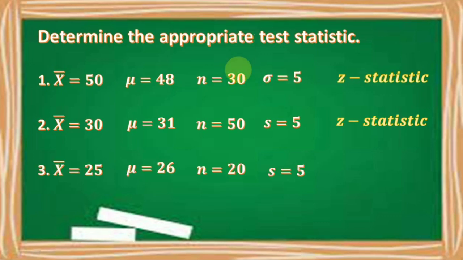Let's have number 3. X bar is 25, mu is equal to 26, n is equal to 20, and s is equal to 5. So what type of test statistic is this? This is a T statistic because as you can see, our sample size is less than 30. It is actually 20. And at the same time, our population standard deviation is not given.